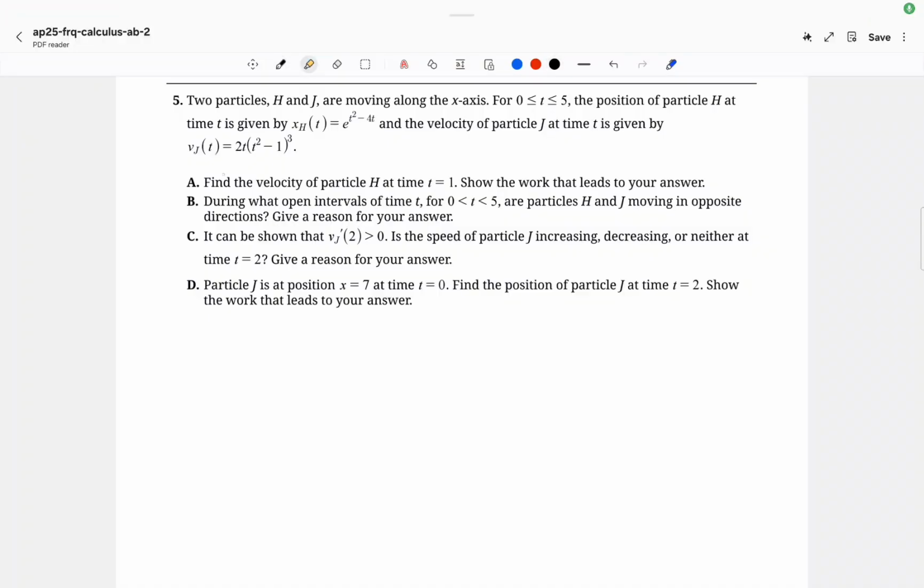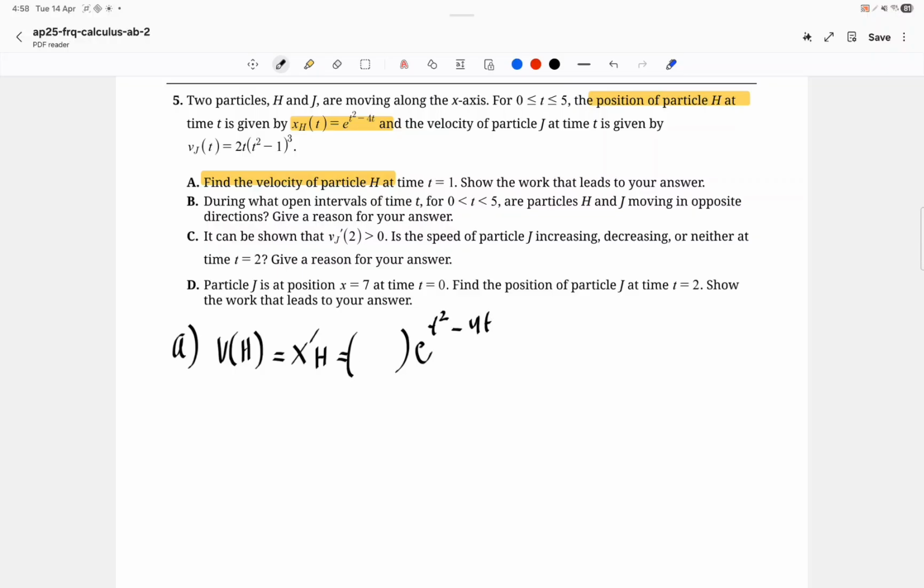Okay, find the velocity of particle h. For particle h, we have its position equation. How do you find the velocity? You must differentiate. So Vh is equal to x prime of h. You copy the e, multiplied by the derivative of the power, which is 2t minus 4. And then plug in. They're saying at time of 1, right? So v of 1 is equal to negative 2. Replace every t with 1. Negative 2 e to the negative 3.